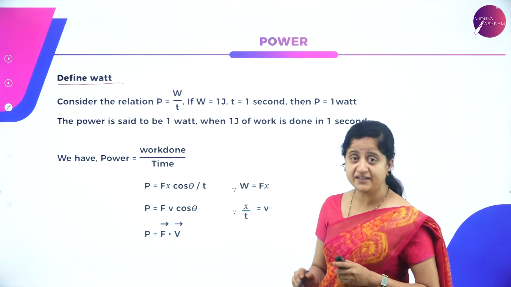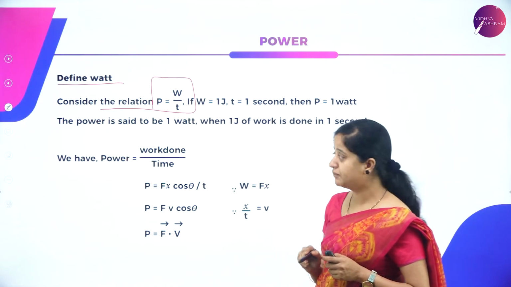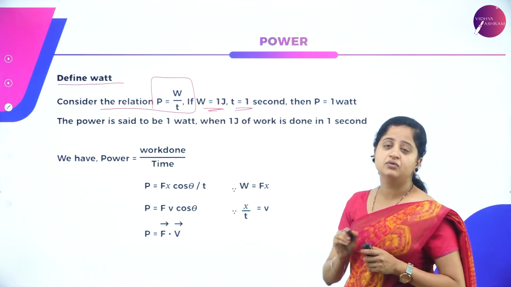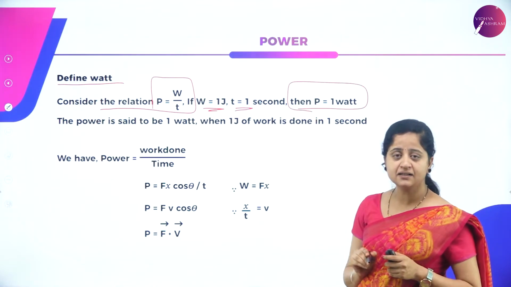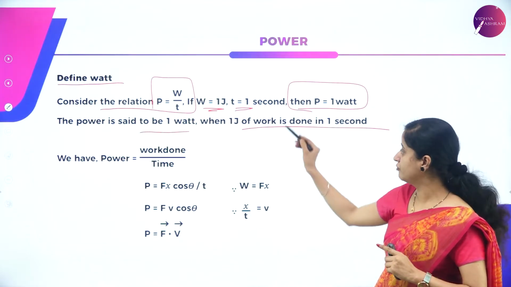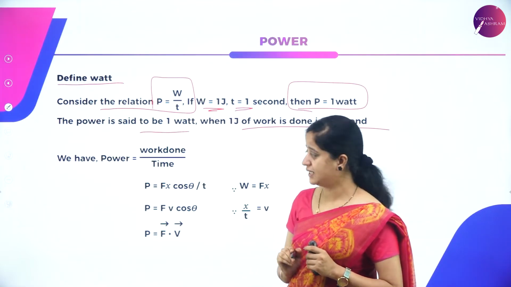So let us define 1 watt considering the relation P is equal to W by T. If work done is 1 joule and time taken to do that work is 1 second, then we can say the power is 1 watt. So it is said to be 1 watt when 1 joule of work is done in 1 second. Important 1 mark question again.